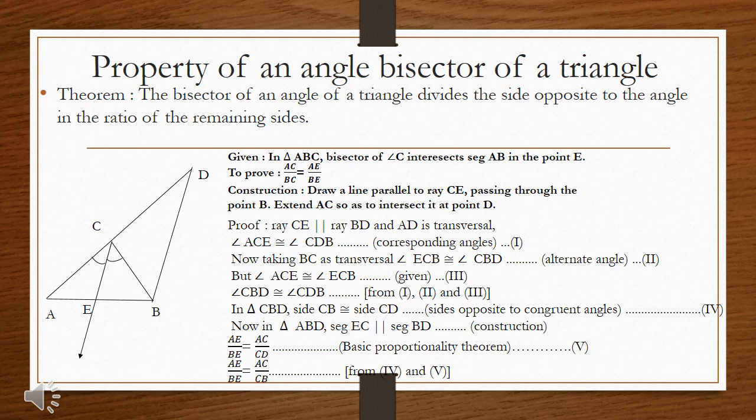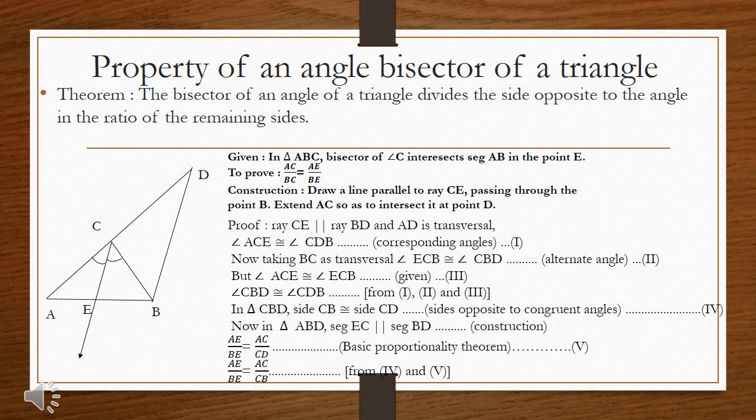Now again, take ray CE parallel to ray BD and this time take BC as a transversal. So we can take a pair of alternate angles. So we can write angle ECB is congruent to angle CBD because these are alternate angles. Name it as equation 2. Okay, but what is given? Given that ray CE is the bisector of angle C. So we write first that angle ACE is congruent to angle ECB because this is given. Name it as third equation.